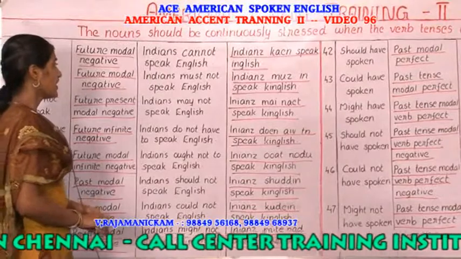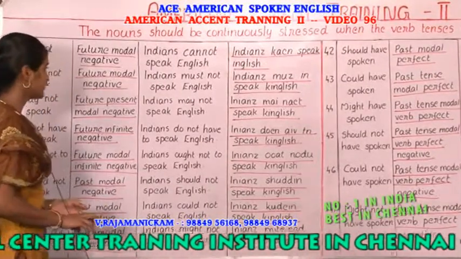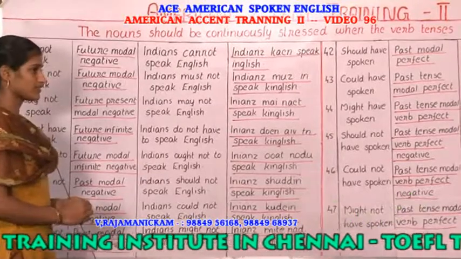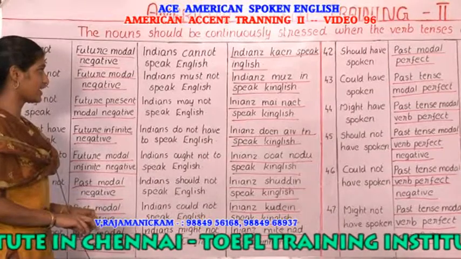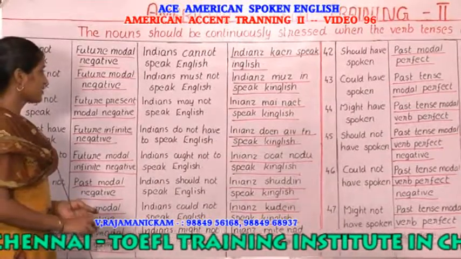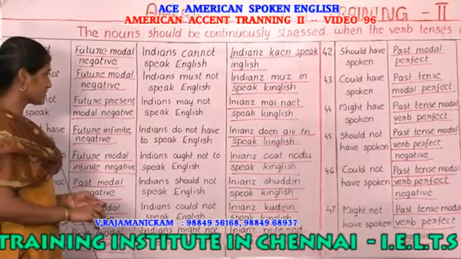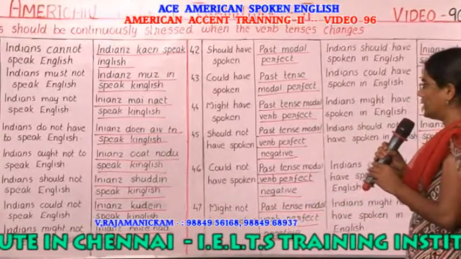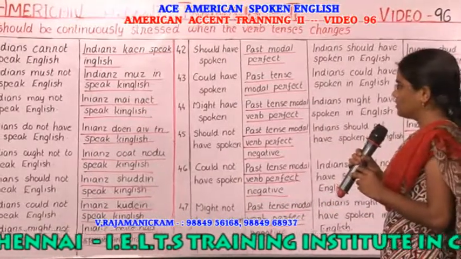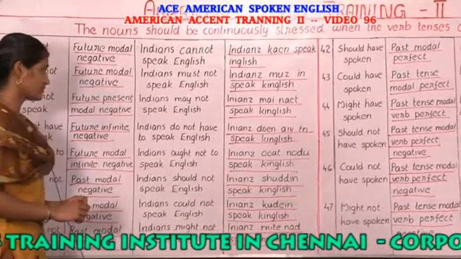Start. Indians can speak in English. Can. You say that, just turn this side, express can. Indians can speak in English. Indians must speak in English. Must. Indians mustn't speak in English. Keep the mic closer to you. Be louder. Indians mustn't speak in English. Indians may not speak in English.